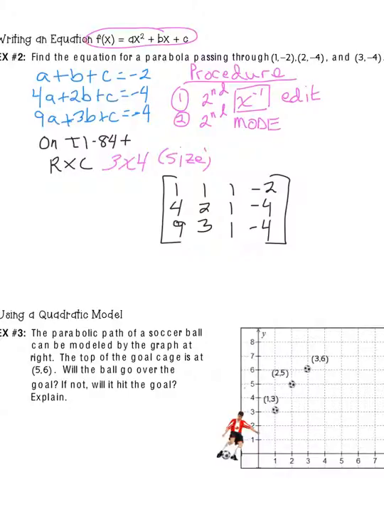So once you're back in the main screen, the home menu, if you will, then this is your next step. Step 3: you are going to do second, and then x to the negative 1, so we're going back into the matrix menu, and then you're going to hit math. So you're going to scroll over to math.